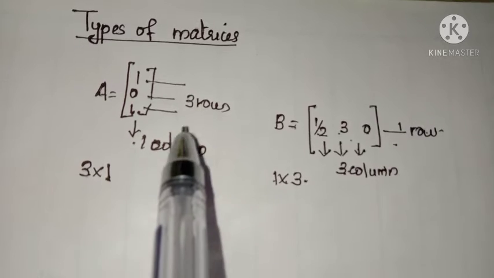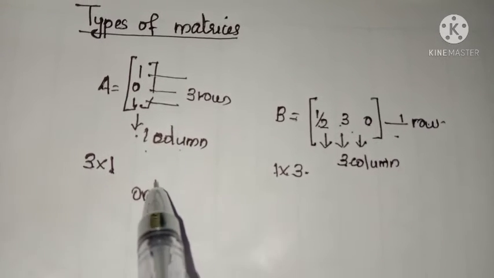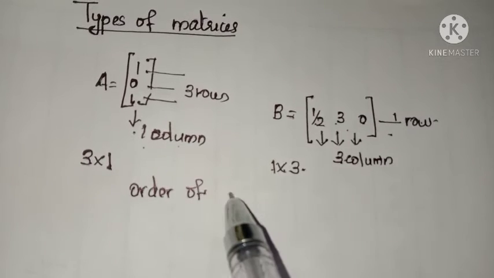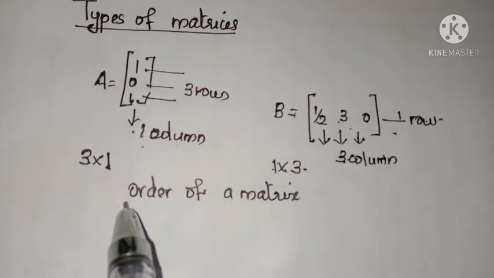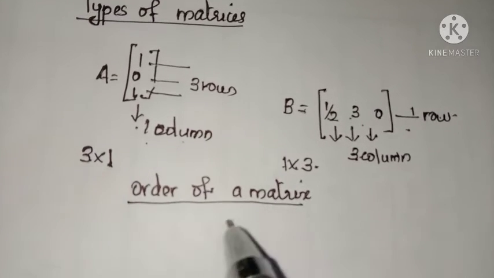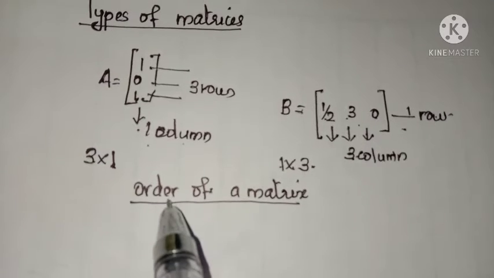Now the number of rows and the number of columns determines the order of a matrix. It's very important. Order of a matrix. Order means how many rows and how many columns are there in a matrix. That determines the order.